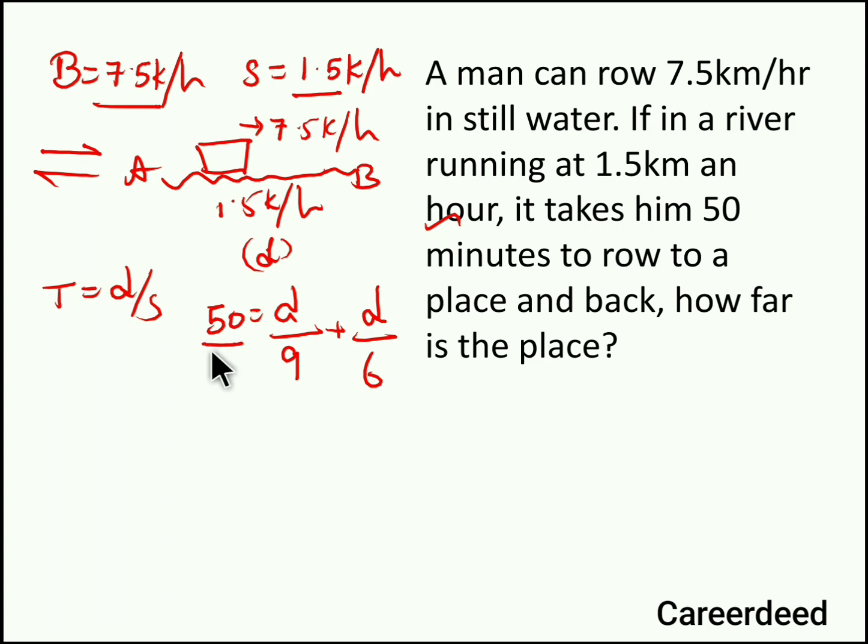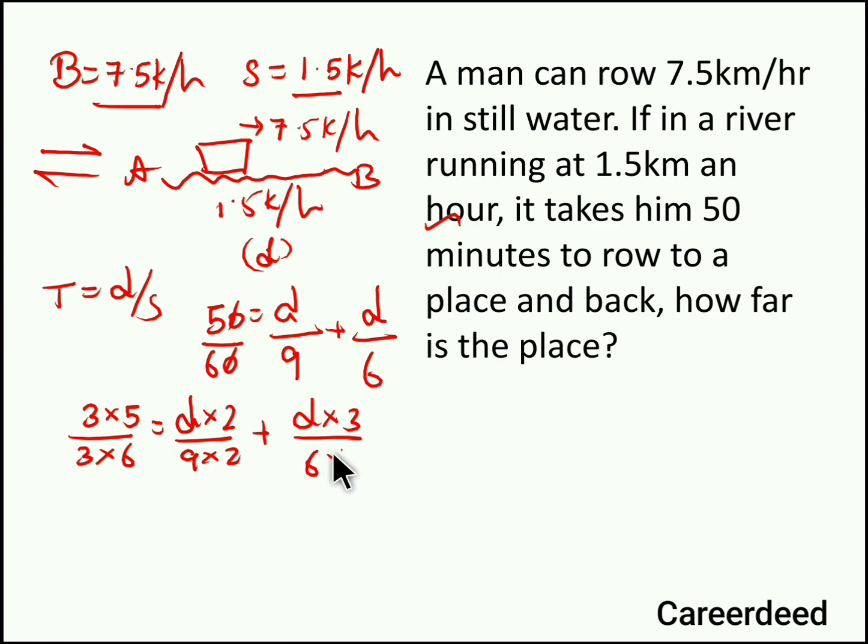So convert this minutes to hour by dividing it by 60. So when you cancel, 5 by 6 equals d by 9 plus d by 6. While taking LCM for 6, 9 and 6, you get 18. So here you have to multiply this by 3. So 3 into 5 by 3 into 6. And here d into 2 by 9 into 2 plus d into 3 by 6 into 3.